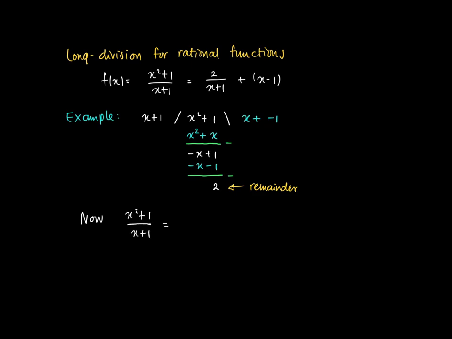So now we write x squared plus 1 divided by x plus 1. This equals x minus 1 plus the remainder term. Well, the remainder term, we still have to divide it by x plus 1. So we get x minus 1 plus 2 divided by x plus 1.